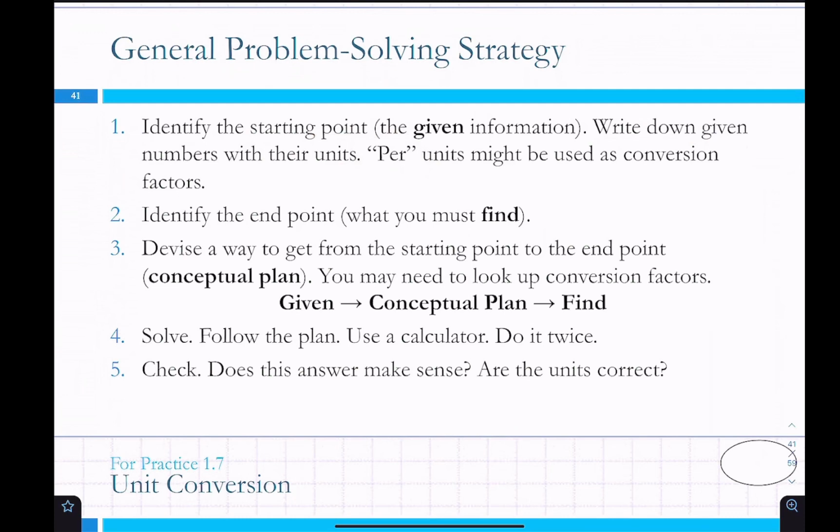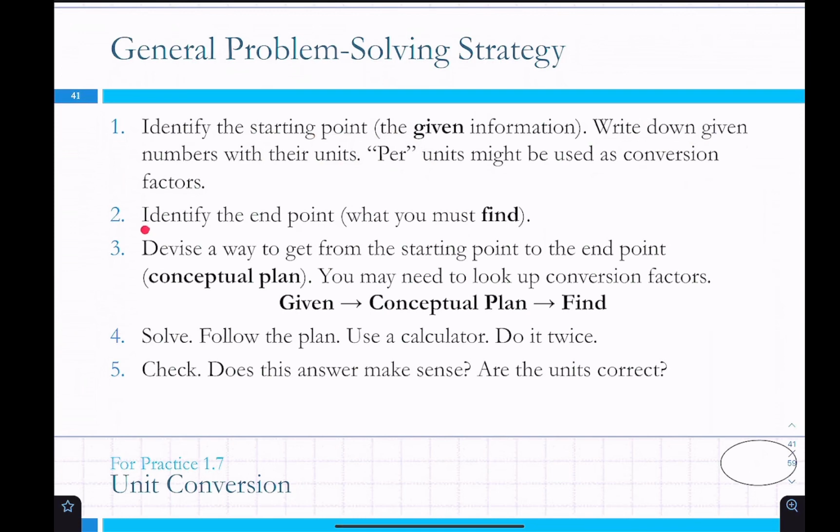Like grams per milliliter. Those per units might be used as conversion factors, more often than not they are. I've struggled to find a way to formally state how to identify if something is a starting point, especially when it involves per units. Most of the time, if you can use it as a conversion factor, it's likely that it's not going to be your starting number, but you'll use it as part of the problem.